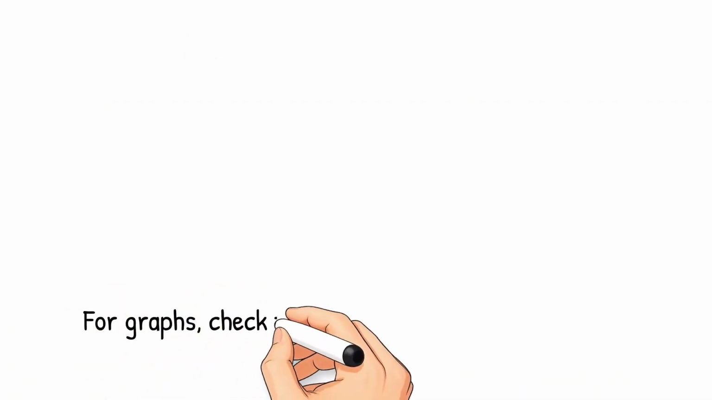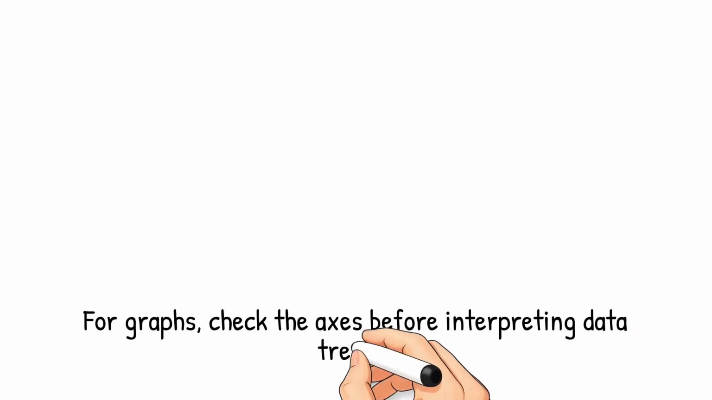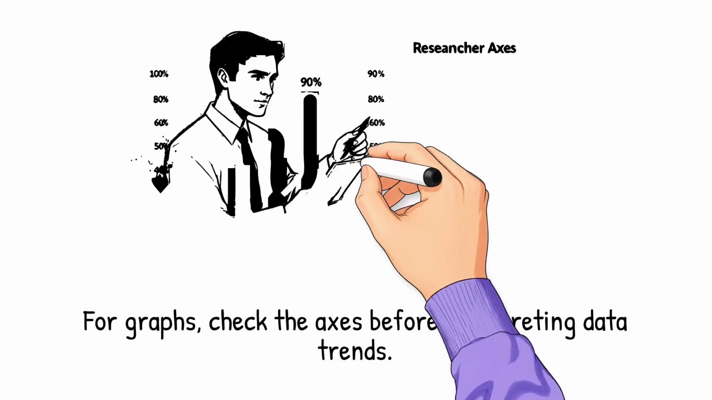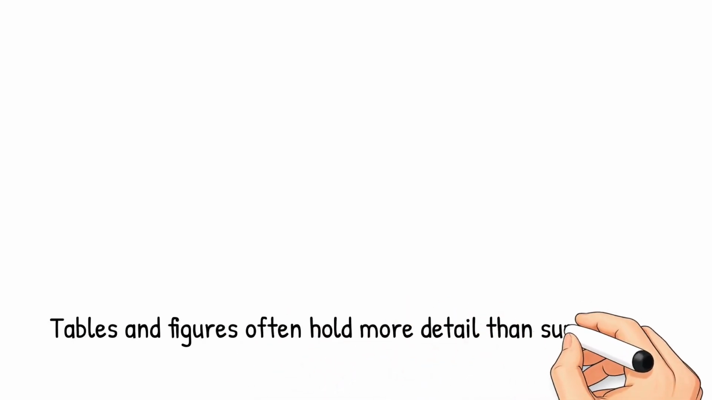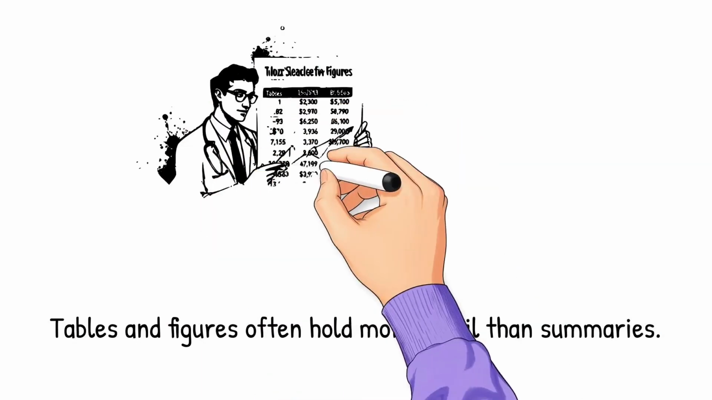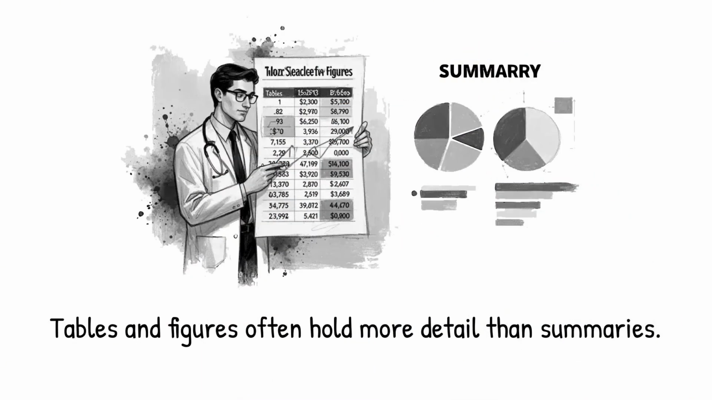For graphs, identify the axes before the data. Is the y-axis starting at 0, or has it been truncated? A bar chart with a y-axis starting at 90% can make a 2% difference look dramatic. The same data starting at 0% would look nearly flat. Tables and figures often hold more precision than the rounded summary sentence in the abstract ever shows you.